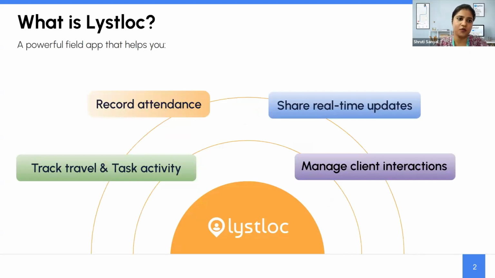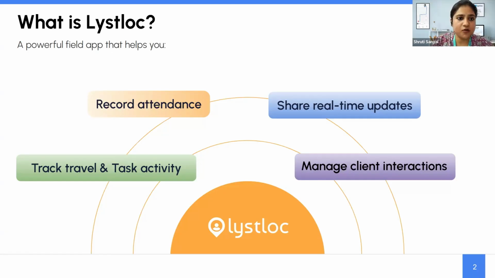So, at first, what is Lystloc? We need to know first what Lystloc actually is. Lystloc, as we all know, is a field tracking app, designed specifically to simplify the daily work of field employees as well as managers. It helps us record attendance, share real-time updates from the field itself, track travel and task activity, and manage client interactions. Whatever we have done in the meeting, we can update through Lystloc as well.